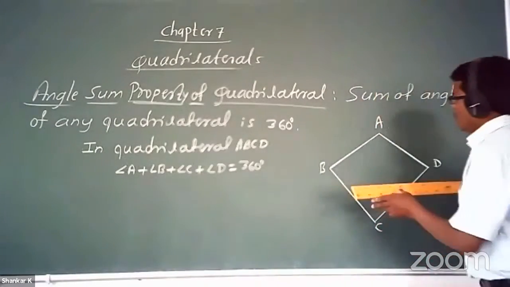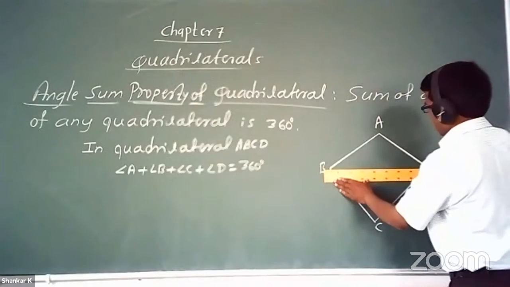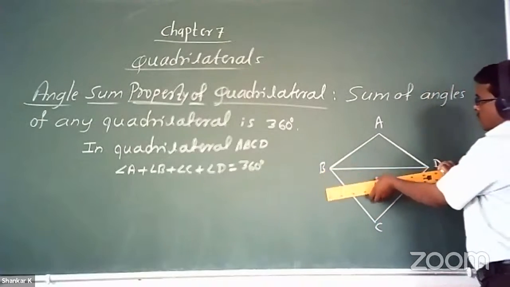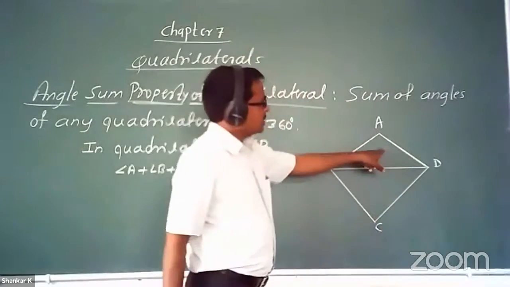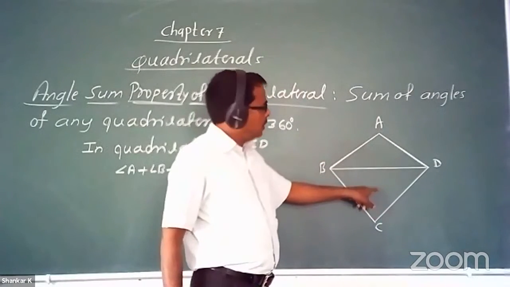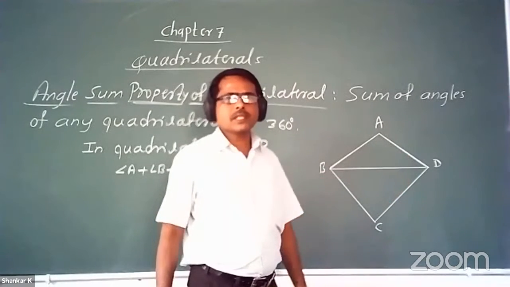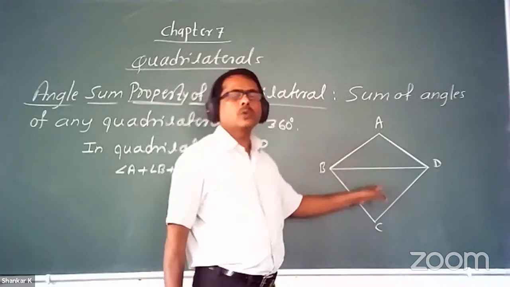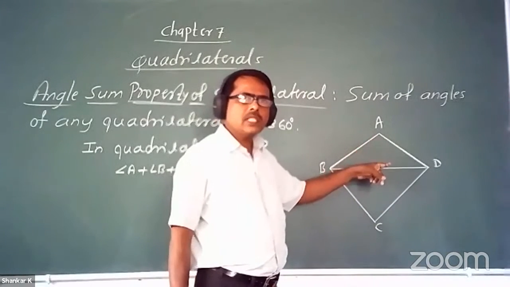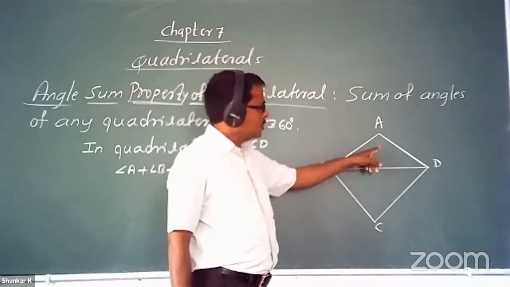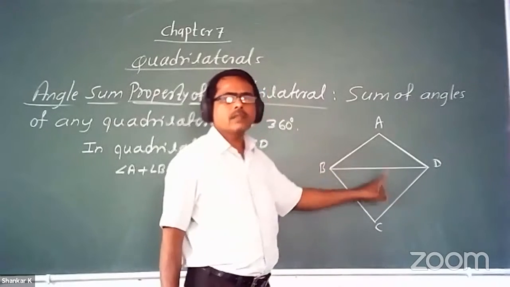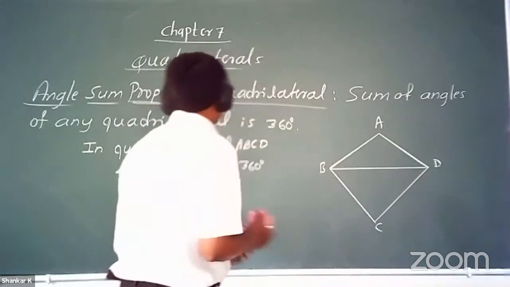Just draw a diagonal. Then sum of angles of this triangle is 180. Sum of angles of this triangle is 180. 180 plus 180 becomes 360, because we can form two triangles in a quadrilateral. We know sum of angles of one triangle is 180 degrees. So 180 plus 180, 360. Okay. Systematic steps we can write.